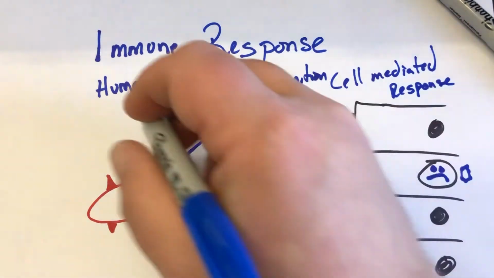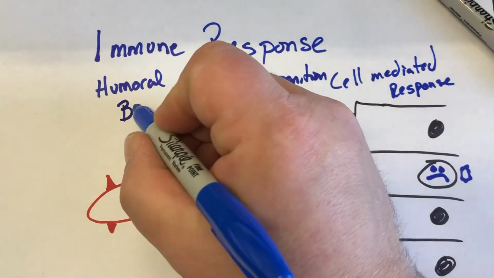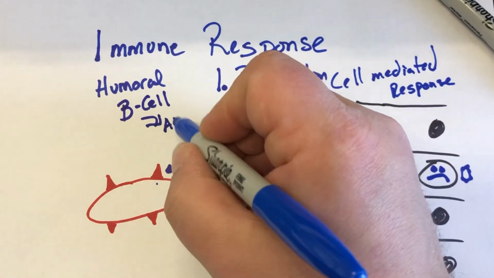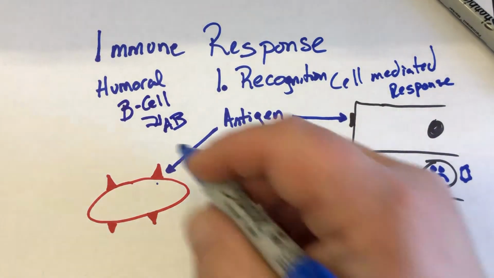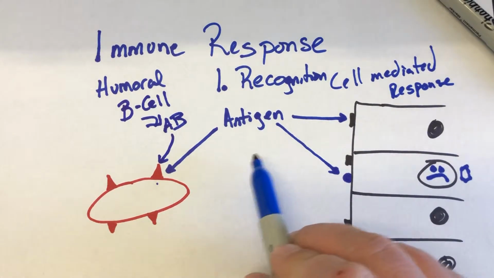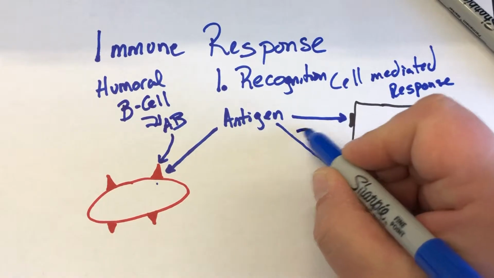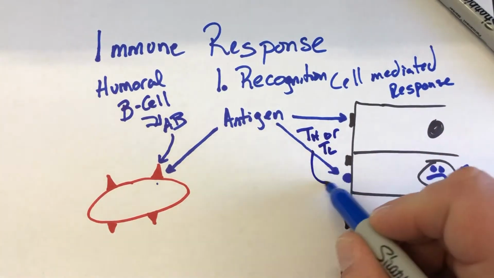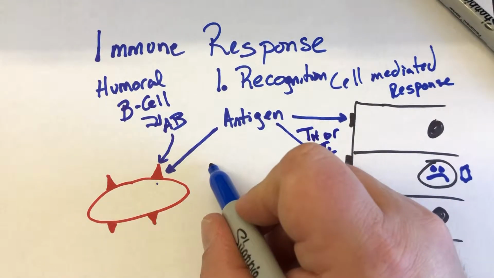Now, recognition is going to be different in the humoral or antibody-mediated response. In general, you have some sort of B cell which releases free antibodies, free meaning they're free in the bloodstream, and the free antibody would do that recognition. Whereas in the cell-mediated response, what we would be looking for is either the T helper cell or the cytotoxic T cell to be able to recognize that foreign antigen.